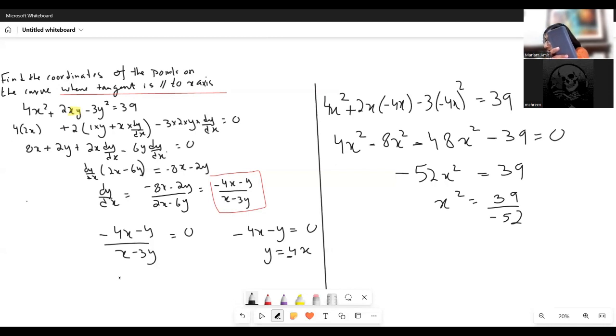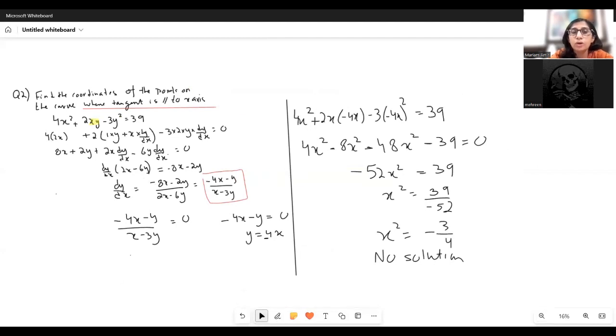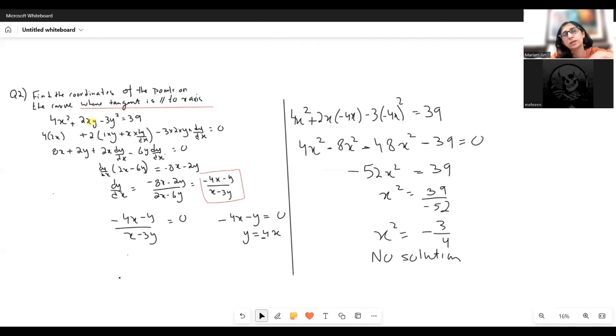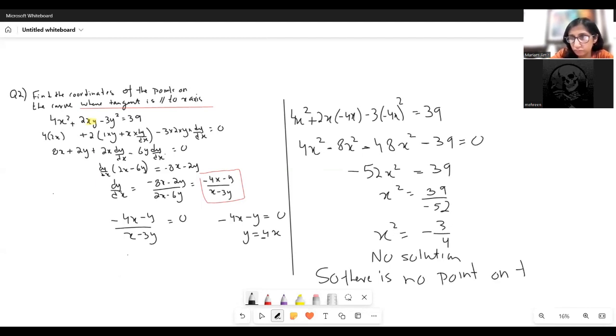The answer for this is, oh, it says the answer is not possible. So yes, we're not getting an answer. x squared equals negative, what was that? 3 over 4? Yes. So no solution. We can't square root a negative number. So there's no point on the curve where the tangent is parallel to the x-axis. So there is no point on this curve where the tangent is parallel to the x-axis.